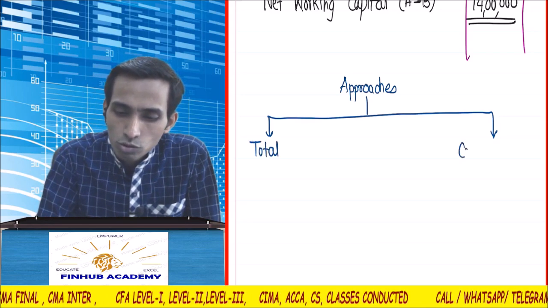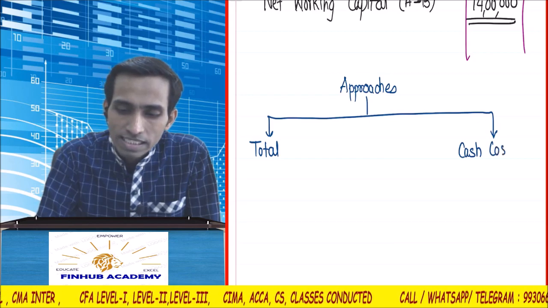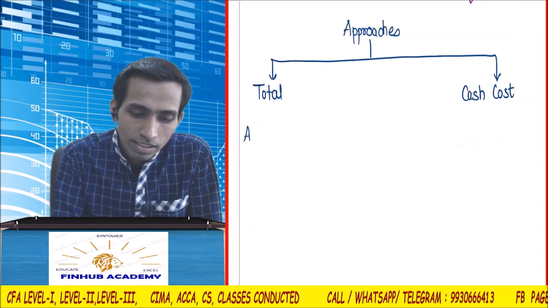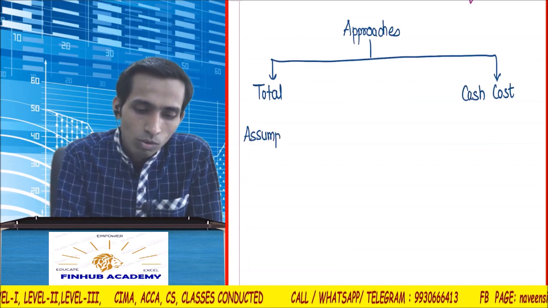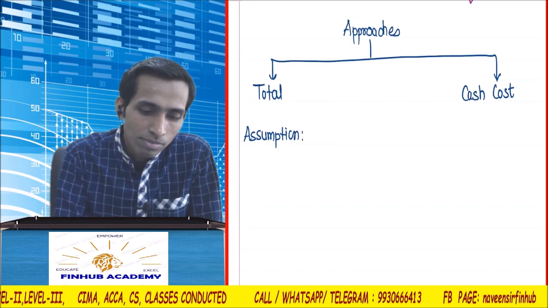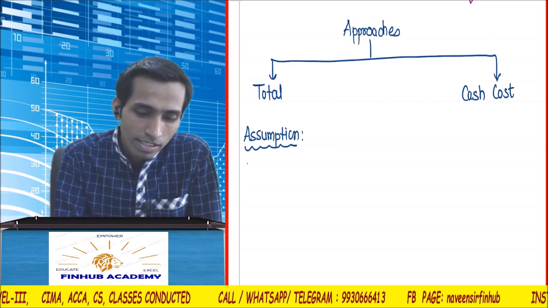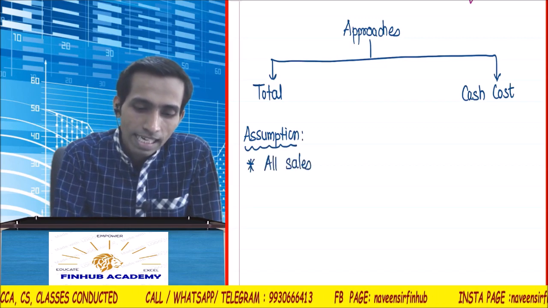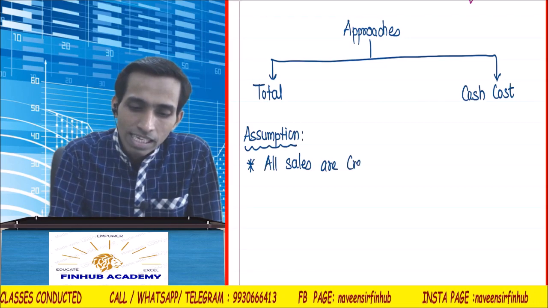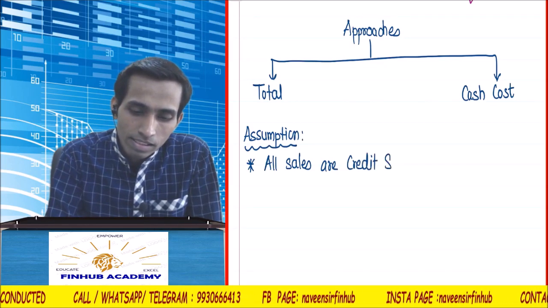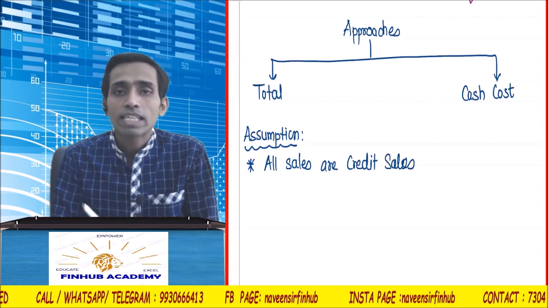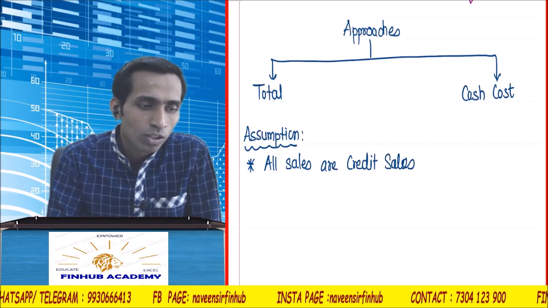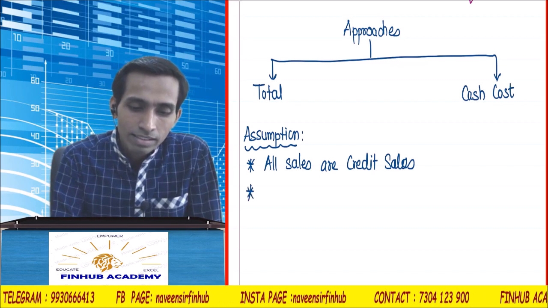The first approach is the total approach. The second approach is the cash cost approach. Now what are the assumptions here? In the total approach, the assumption is that all sales are credit sales. If they have told you that all sales are credit sales, you can assume that you have to follow the total approach.